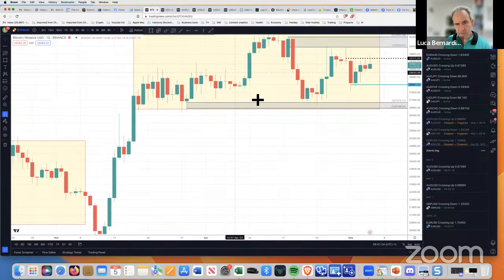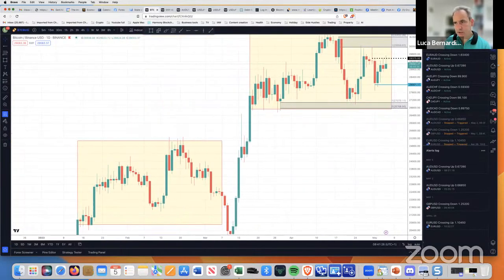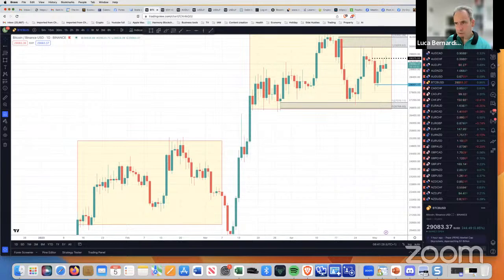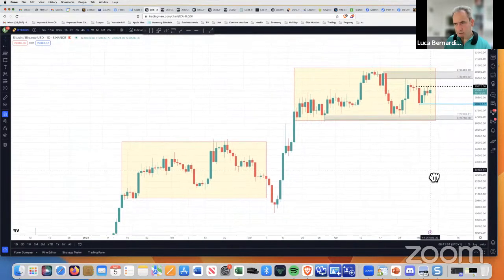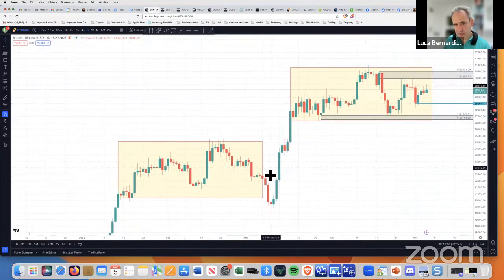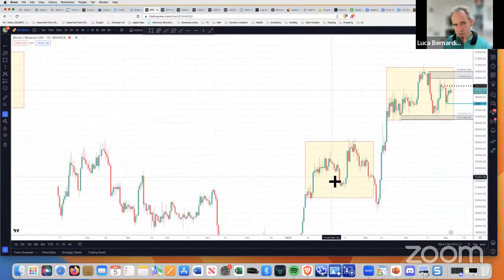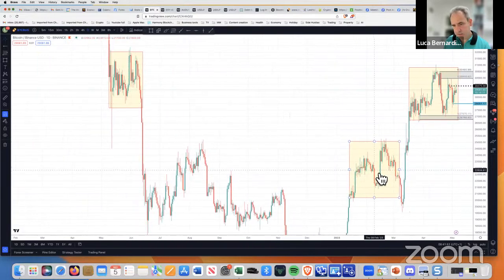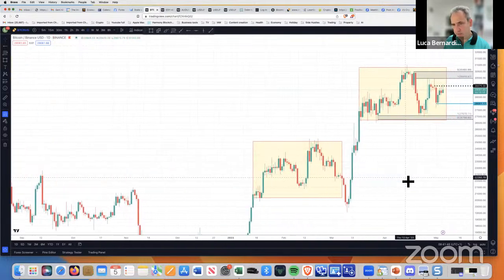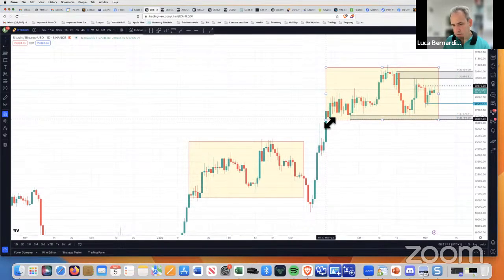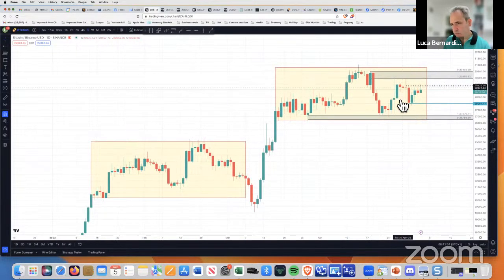From the point of view of Bitcoin, so we go back to the Bitcoin chart, and as you can see, these are the ranges that I highlighted to you last time. This is from May. This is the one that we had from January till March, and this is the one where we've been since the 17th of March till now. You can see we're still trading within that range, right in the middle of the range.